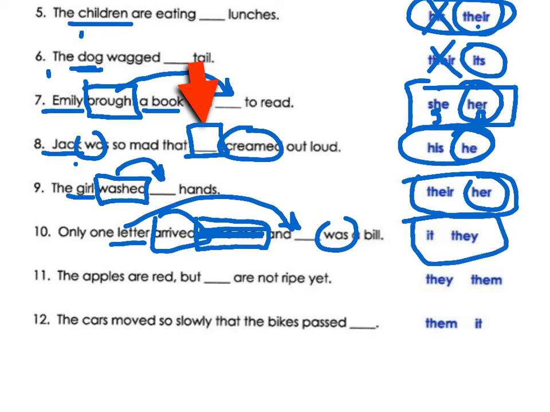But looking at the choices, it doesn't matter. Letter is just a single letter. It even says one right there. So it's a single letter coming before a verb, which means it's going to be a subject pronoun, it.